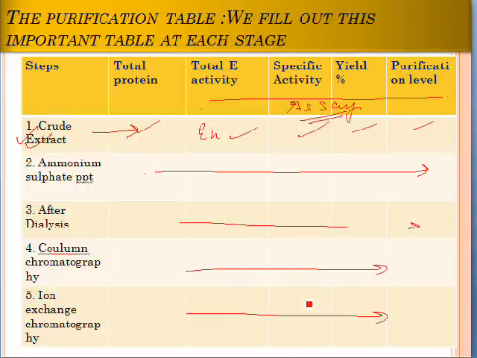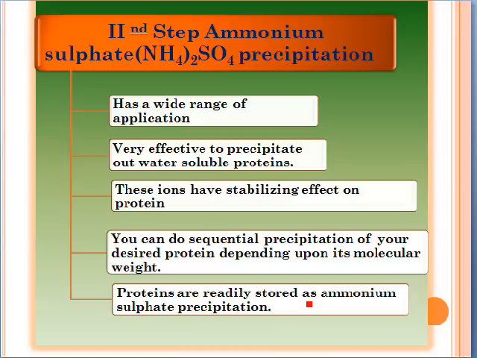And next we will purify our protein of interest by ammonium sulfate precipitation. When we are going to work on ammonium sulfate precipitation, one question arises: why do we use ammonium sulfate frequently? Because ammonium sulfate precipitation has a wide range of applications. It is very effective to precipitate out water soluble protein.